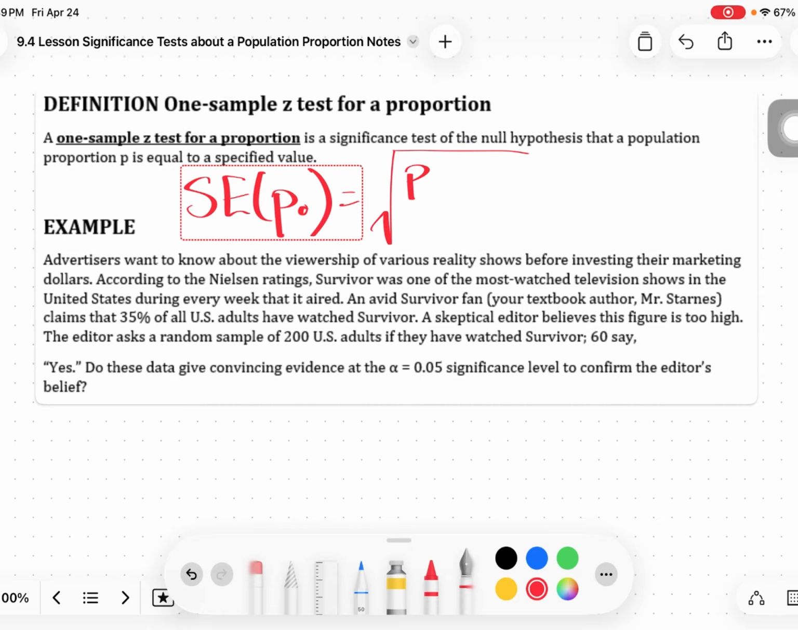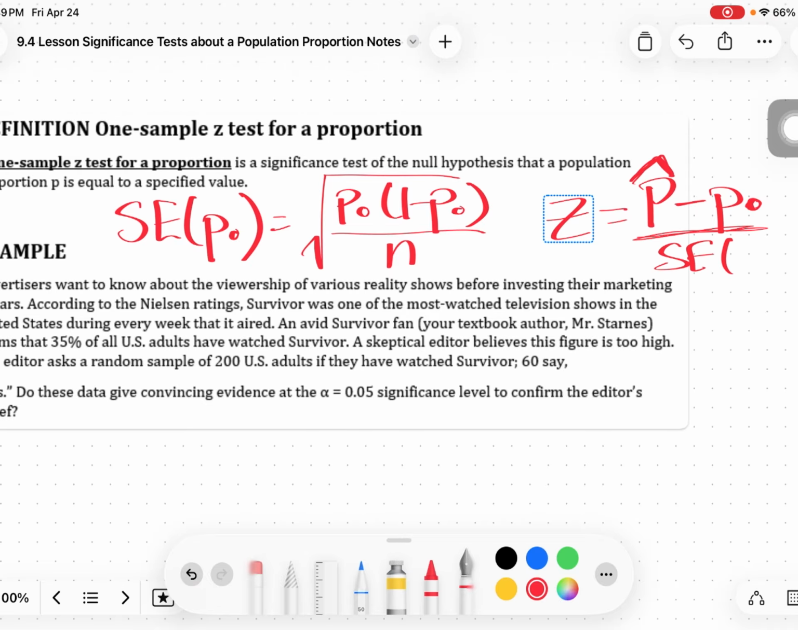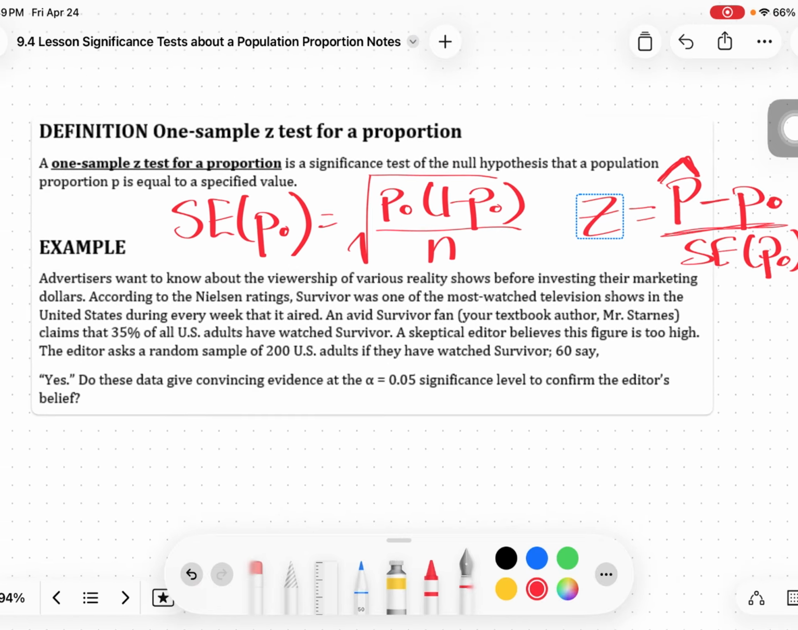It should look something like we've been doing when we built confidence intervals. We used that similar formula when we were building our margin of error for a confidence interval. And then we will use that to calculate a z. So we are going to take our sample proportion and subtract the hypothesized proportion and then divide by that standard error that we would have calculated.